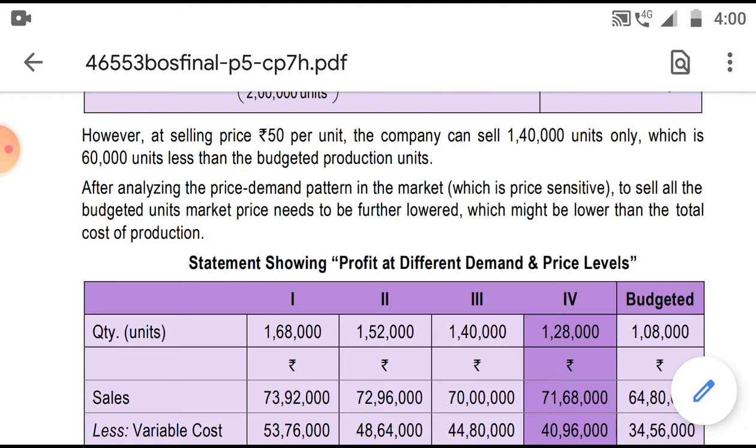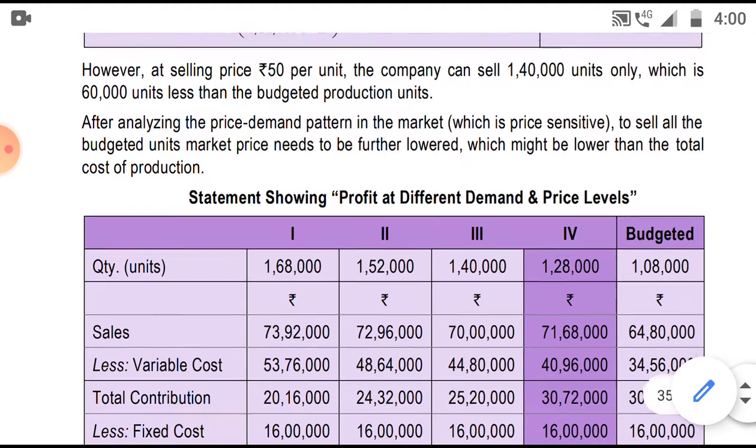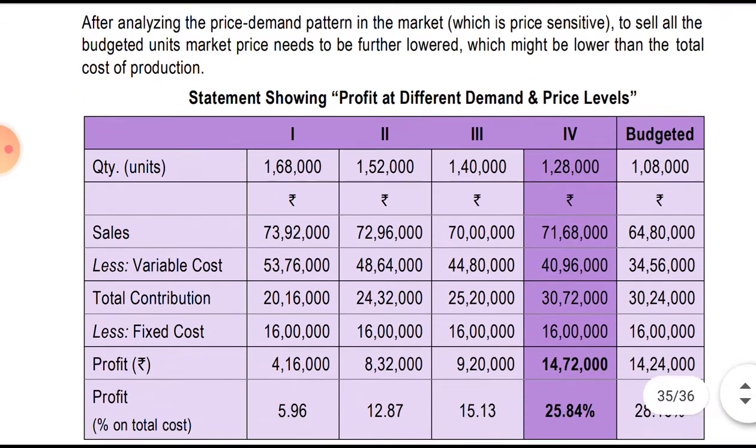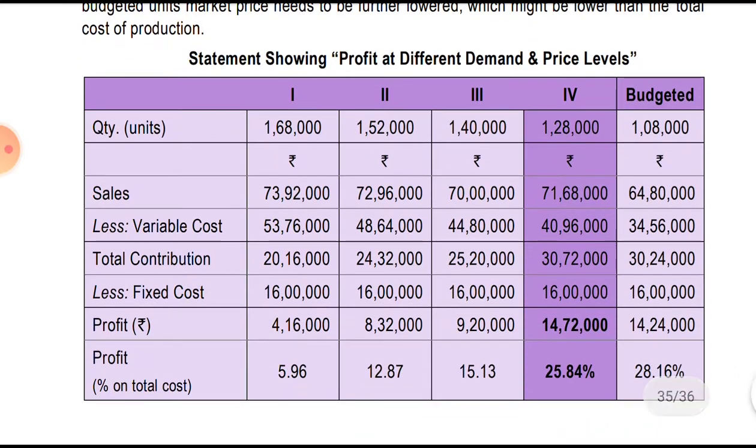After analyzing the price demand pattern in the market, to sell the budgeted units, the market price needs to be further lowered, which might be lower than the total cost of production. So what we will do is calculate on the basis of the range of the quantity and the prices given.